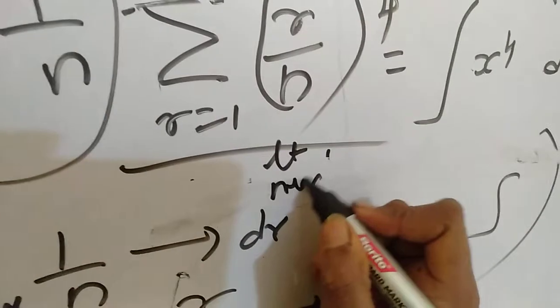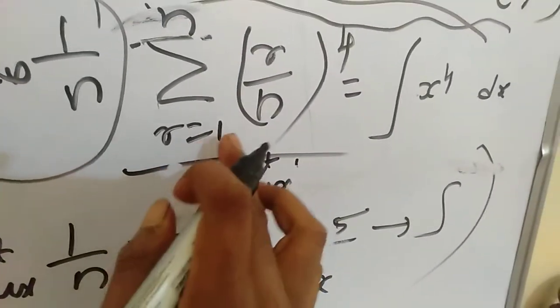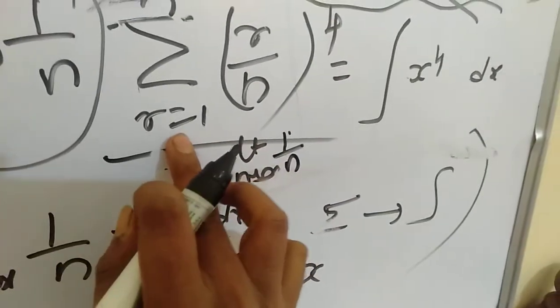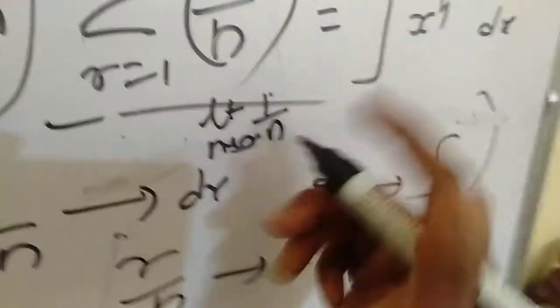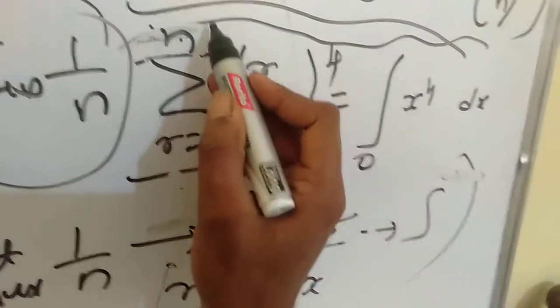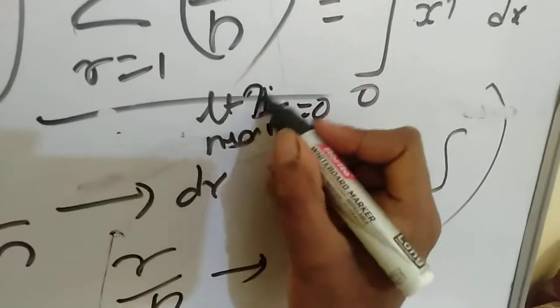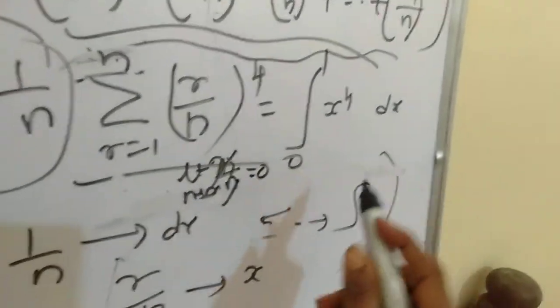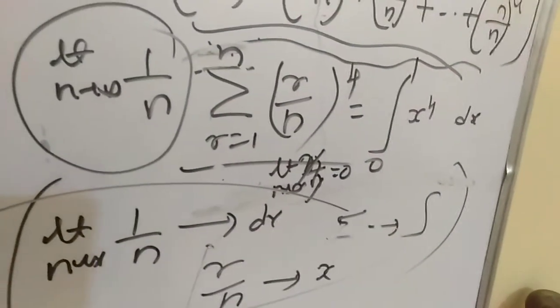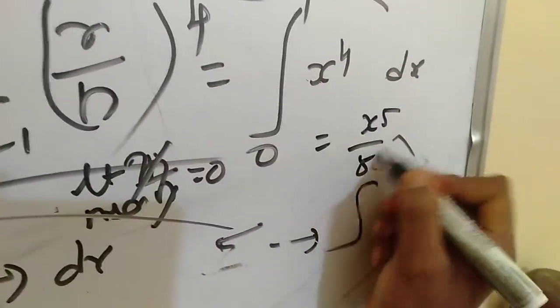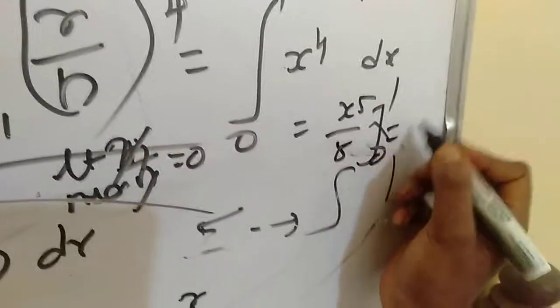Limit as n tends to infinity: the lower limit, with r equal to 1, 1/n means 0, this is the lower limit. Then for the upper limit, n divided by n, n gets cancelled, we get 1. This is the process to evaluate the limit of the sum. Then integrate this, we get x⁵/5. Applying the limits, we get 1/5 as the required answer.